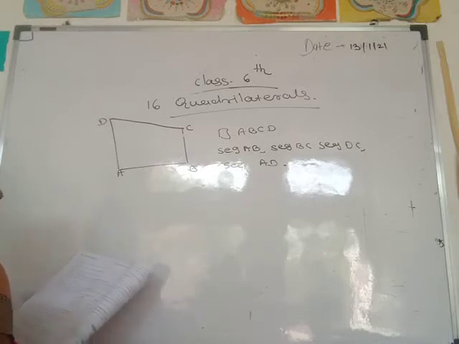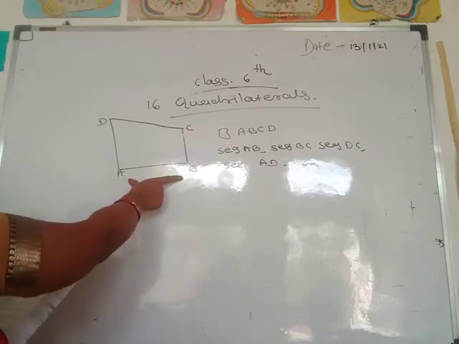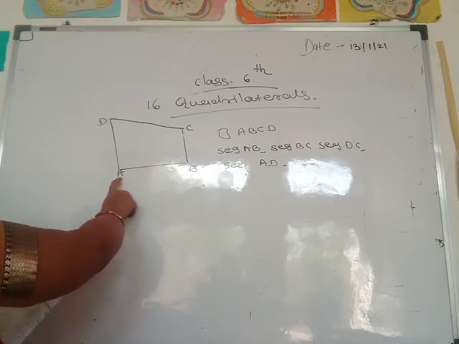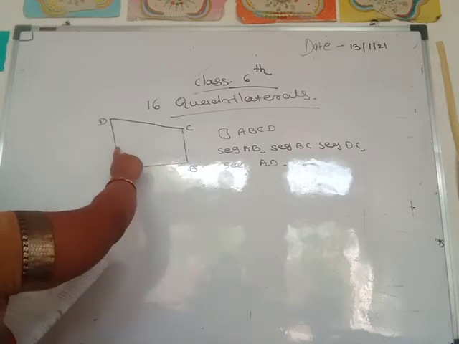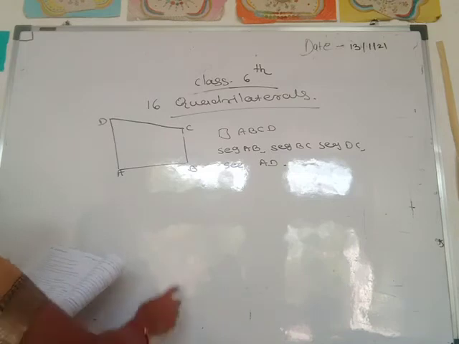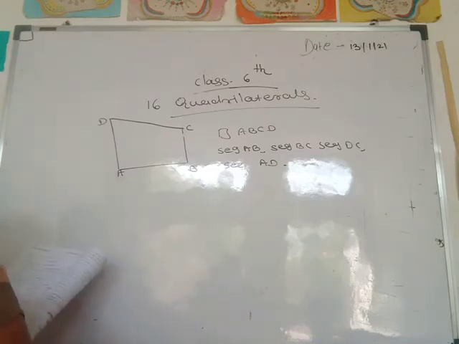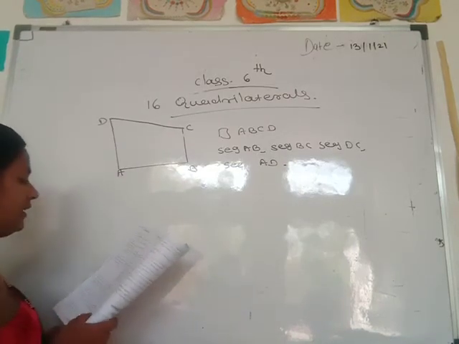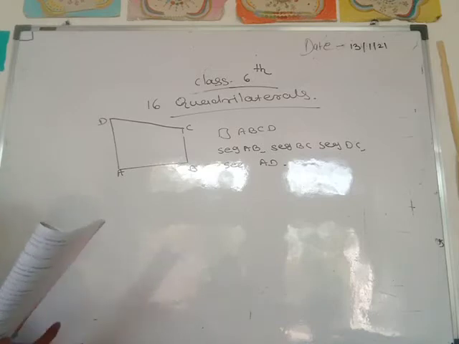Considering this line AB joining the points A and B, the other two points must lie on the same side of this line AB. Now, the reading and writing of this quadrilateral.